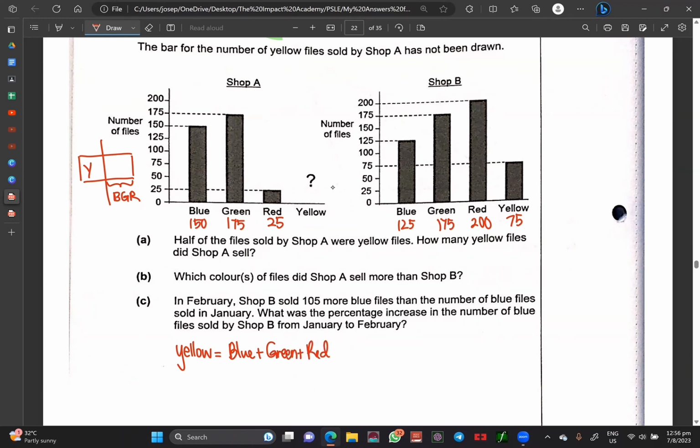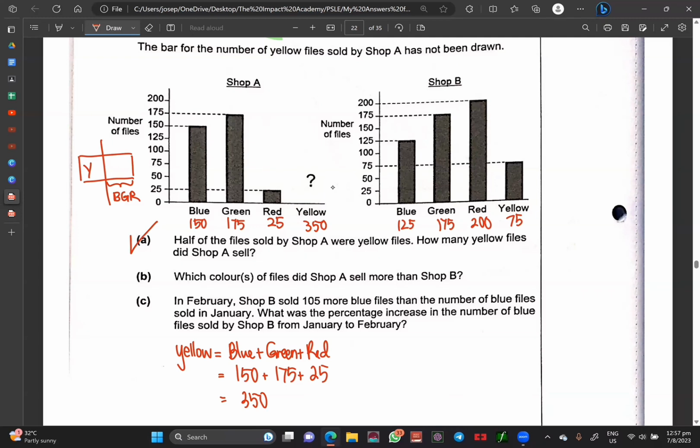Okay, because if yellow is half, then my hidden information will be the other half, and the other half has to be blue, green, and red. So therefore, yellow will then be blue, which is 150 plus 175 plus 25. All right, so this will get you to an answer of 350. So we know that there are 350 files or yellow files sold by shop A. Okay, so this is done.